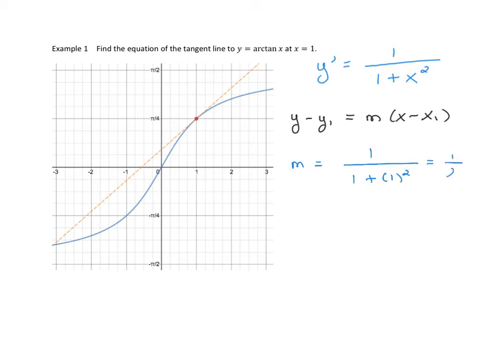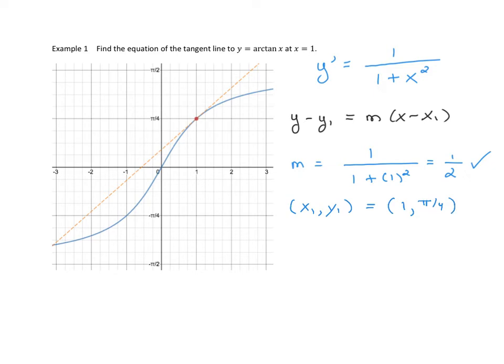That's 1 over 2, and actually that's it. That is a half. So that is the slope of this line. Fantastic. Like I said, you also need an x and a y point, and this is the point 1 comma pi over 4.